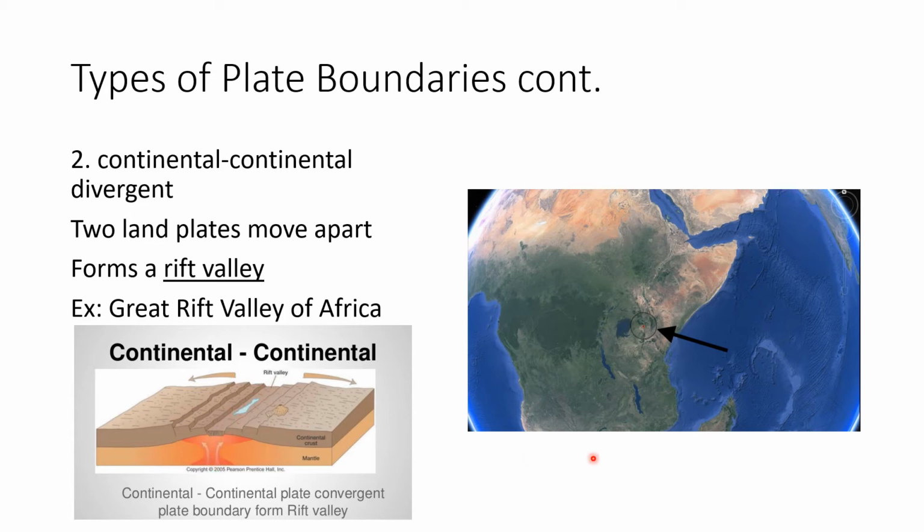So an example of this that you can find on Earth is called the Great Rift Valley of Africa. You can kind of see the crack right here where this piece of land plate is moving in this direction, this piece of land plate is moving in this direction. So you're getting a rift forming right along here.